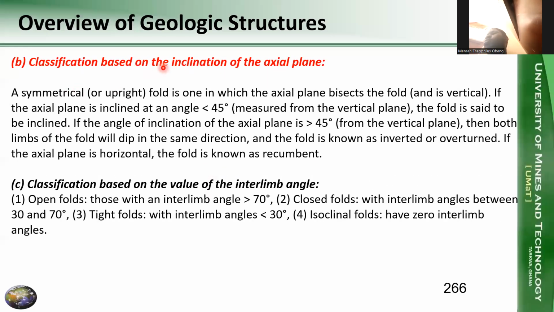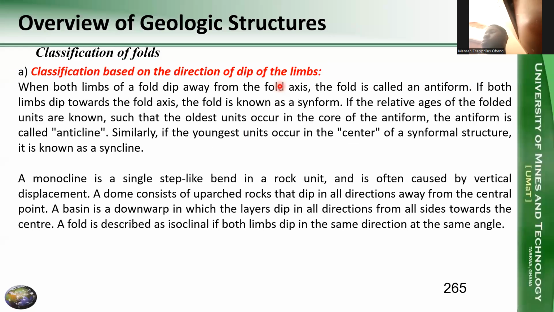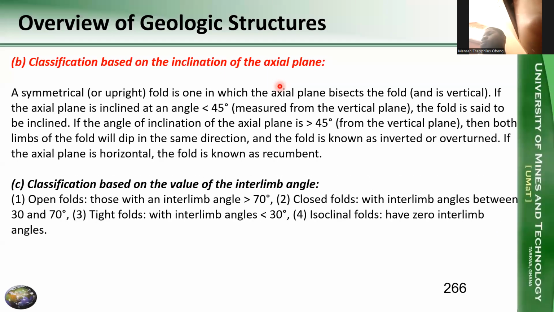So we can also classify based on the inclination of the axial plane. The first classification we said was based on the direction of the limbs, based on how the limbs are oriented. Then we can also classify based on the inclination of the axial plane. And we showed what the axial plane is. So now I believe we can all picture the axial plane, right?